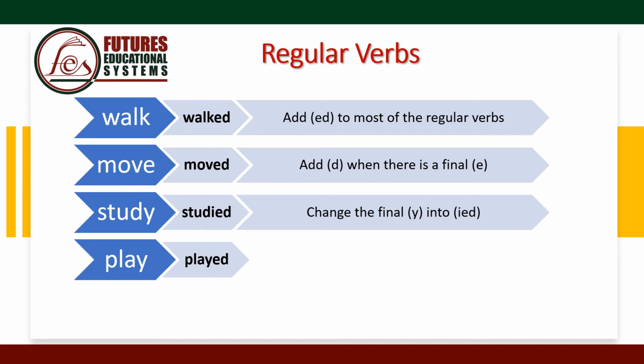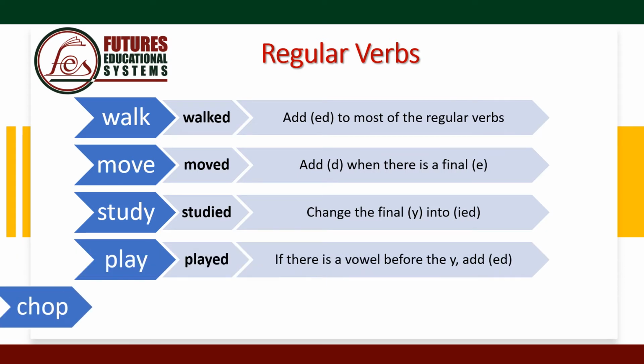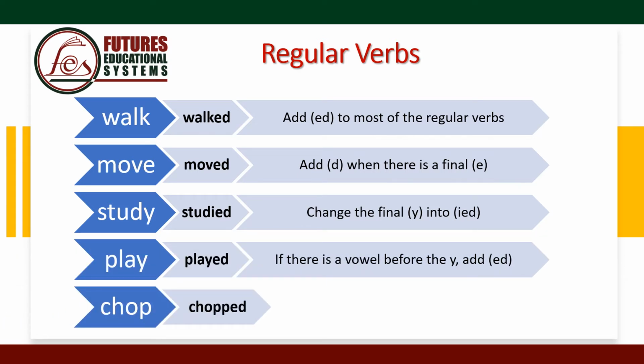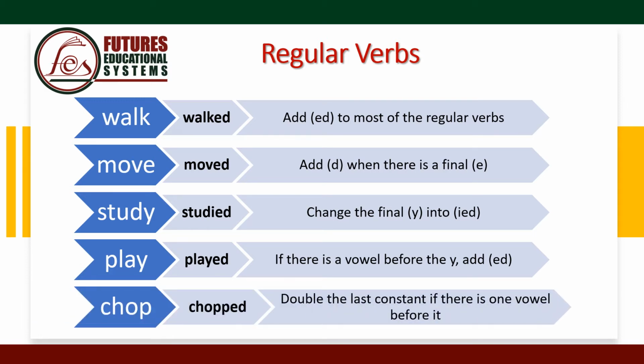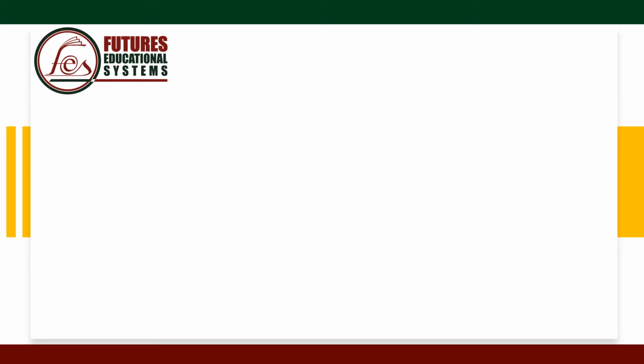Play, played. This verb ends with a Y. Why didn't we change the Y into IED? Because there is a vowel before the Y, so we cannot change it into I, or we will have 3 vowels after each other. So we keep the Y as it is because there is a vowel before it, and we just add ED. Chop, chopped. What happened here? Before adding the ED, we doubled the last consonant because we have 1 vowel before the final consonant. Double the last consonant if there is 1 vowel before it.